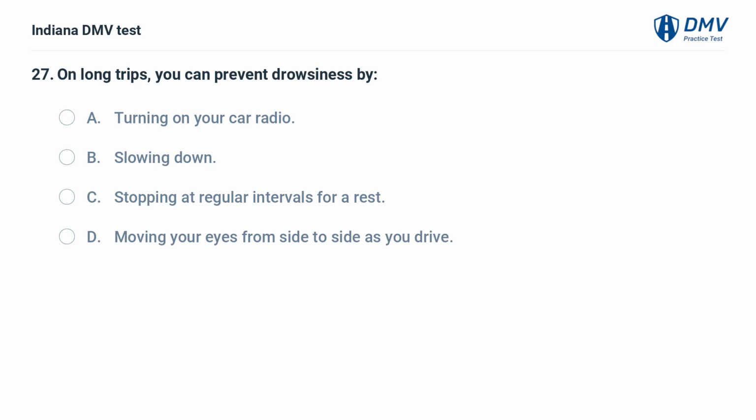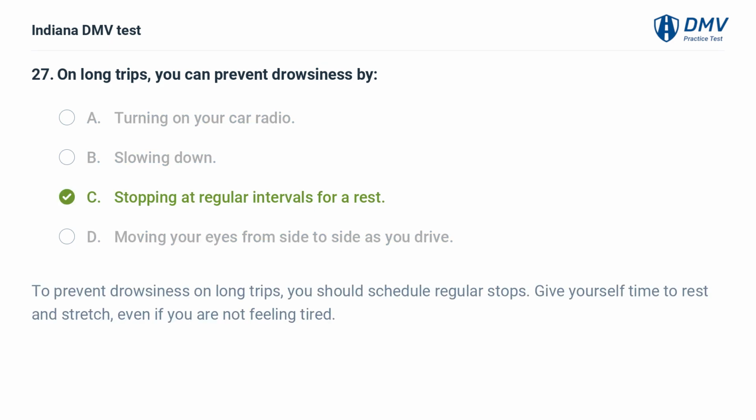On long trips, you can prevent drowsiness by A. Turning on your car radio. B. Slowing down. C. Stopping at regular intervals for a rest. D. Moving your eyes from side to side as you drive. C. Stopping at regular intervals for a rest.